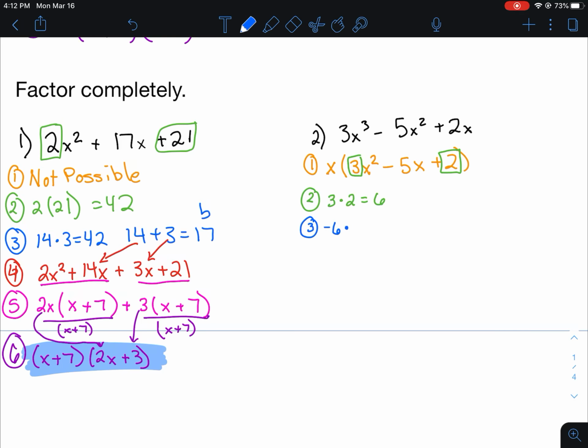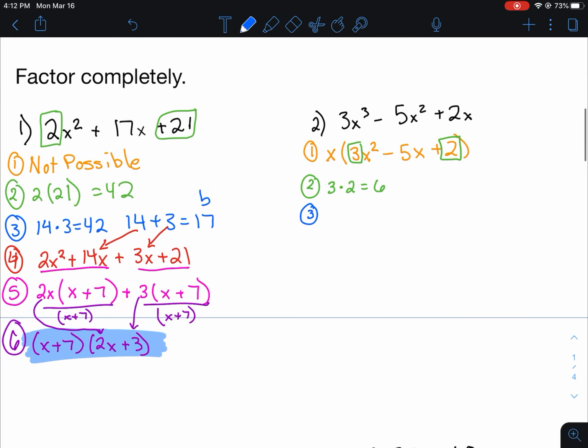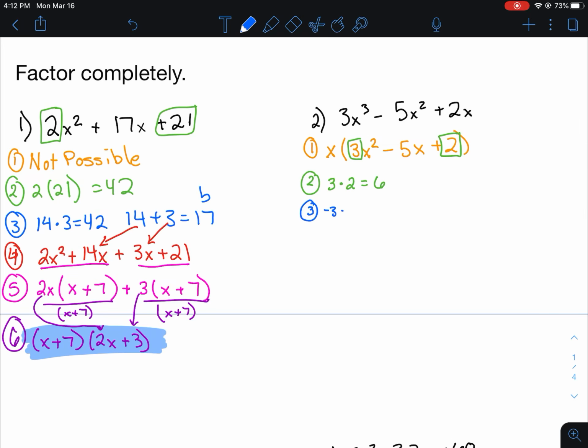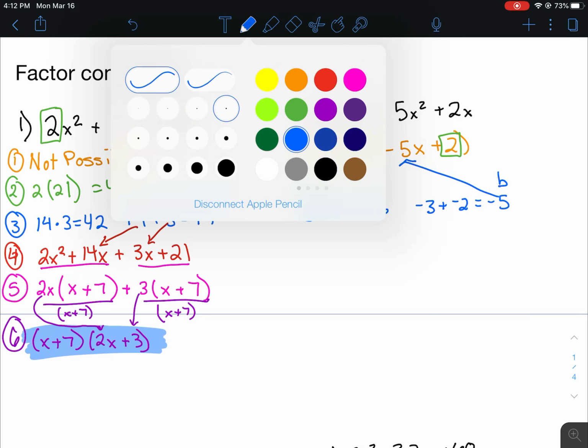oops, I said that wrong. Okay, sorry. So I know that negative 3 times negative 2 gives me positive 6. I also know that negative 3 plus negative 2 gives me negative 5, which is my b value, so I know that I am good to go with that as my two factors.